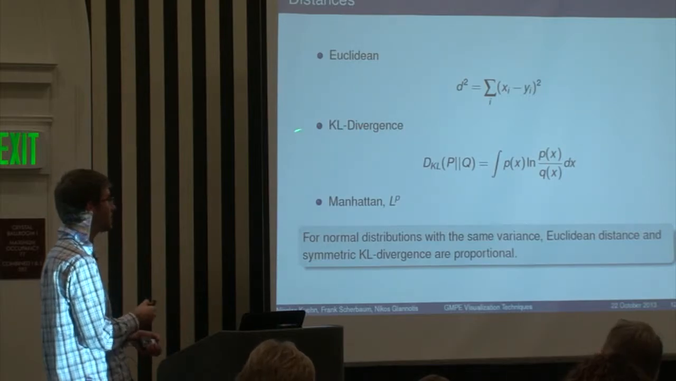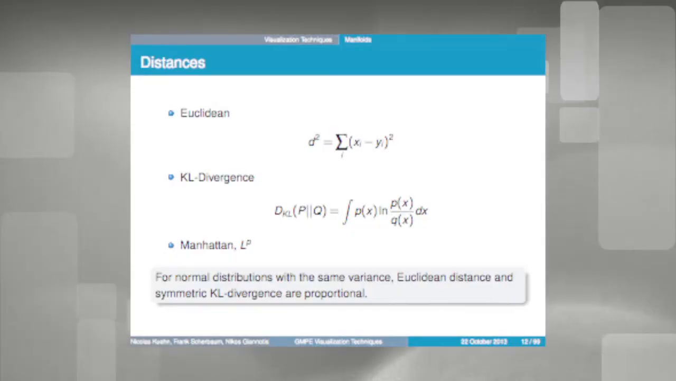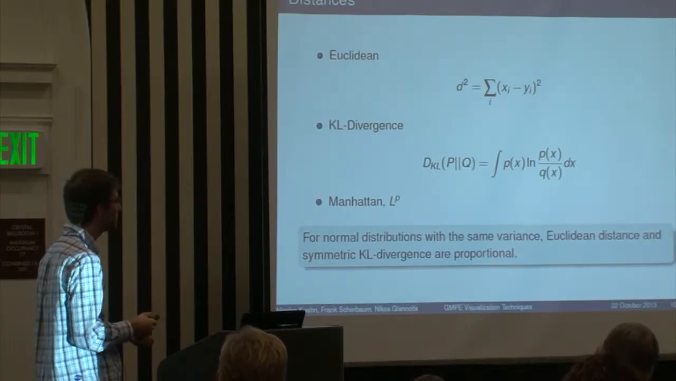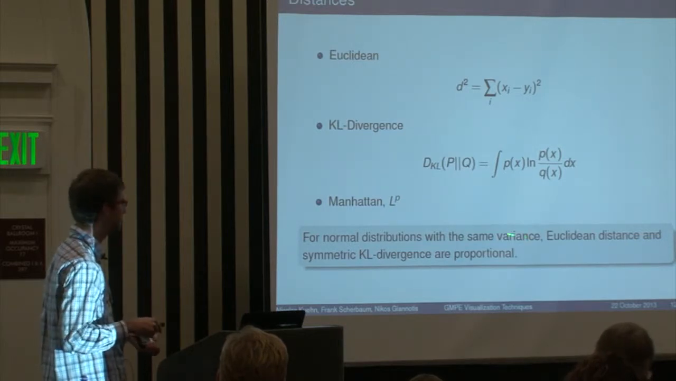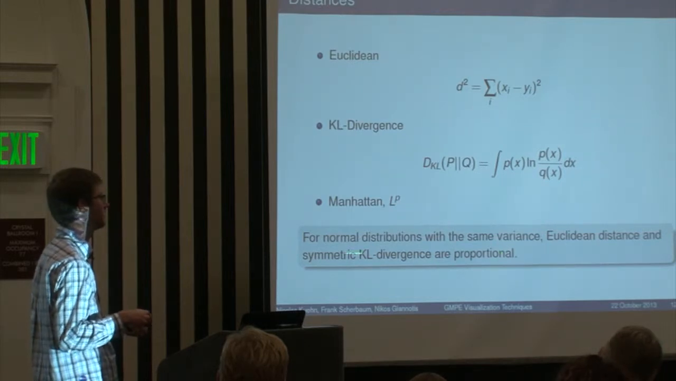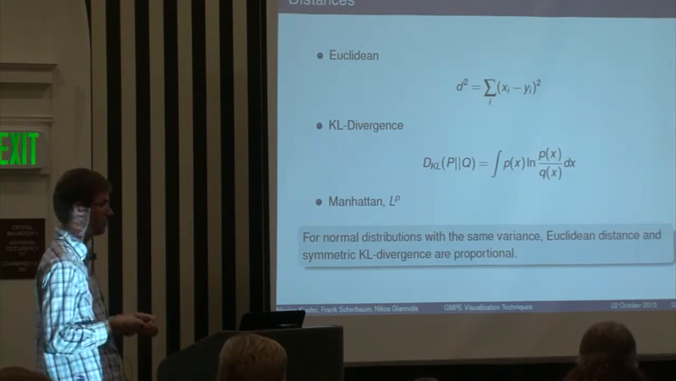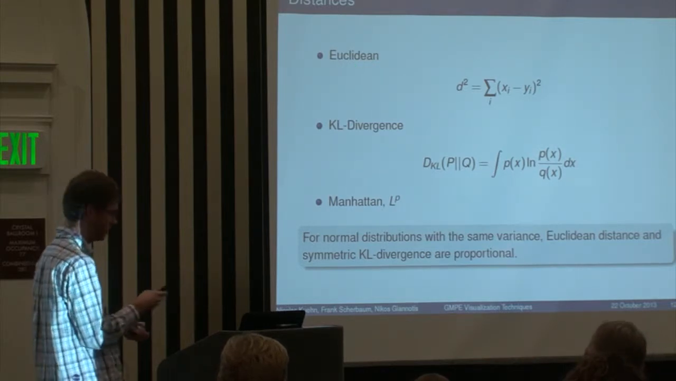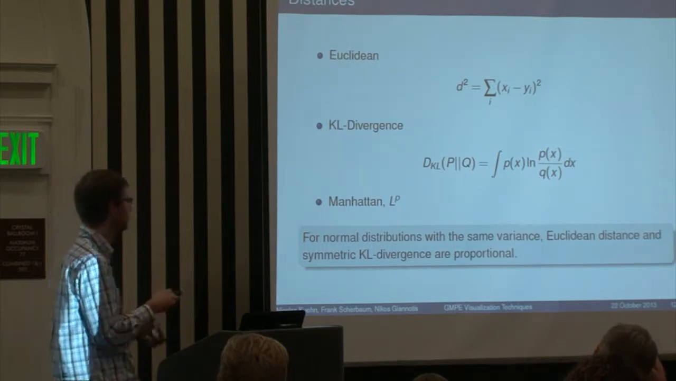From a theoretical perspective, something like the Kullback-Leibler divergence would be preferred, because this gives us some sort of, not a proper distance, but some sort of difference between two probability distributions. And we all know that ground motion is a probability distribution. But the nice thing is, if we have a normal distribution and the same variance, the Euclidean distance and the symmetrical Kullback-Leibler divergence are proportional. So I can just use this one instead of this one and still have the same information. Okay, so it's not really that important.